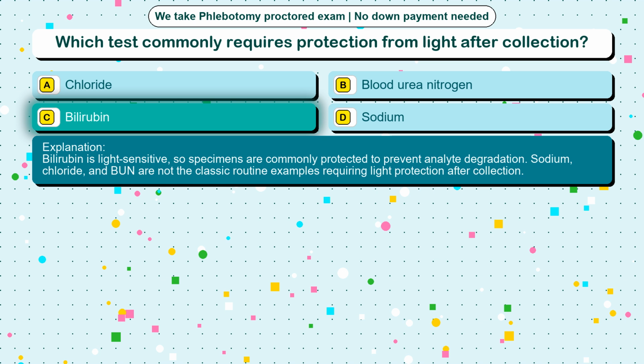Sodium, chloride, and BUN are not the classic routine examples requiring light protection after collection.